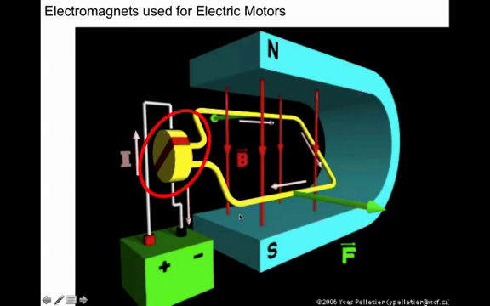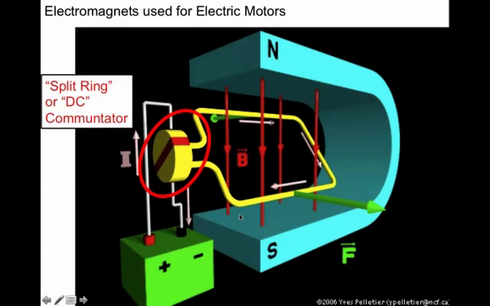And so we can do this by means of what's called a split ring commutator or a DC commutator. Because we can see right here, this red represents an insulator, so the current has to flow around like this. And we see when it becomes aligned, such that the red line is vertical, it will turn just a little bit further because it has momentum. And this point here will be connected to this side now, and it will change the direction of current. And so it will push itself around one more half rotation, and again it will change direction, and it will continue to go. And that's how an electric motor works.